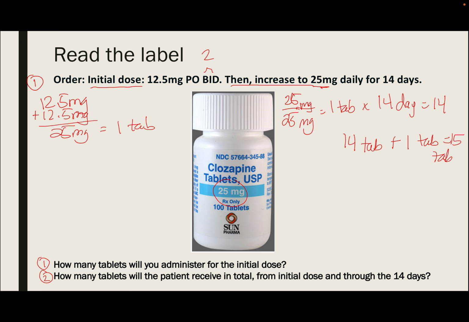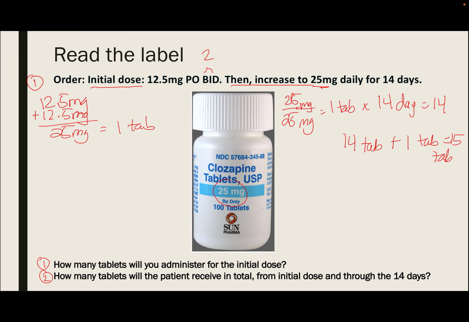All right, I'm going to run through this one more time just because it is a few different things going on. So number 1, how many tabs will you administer for your initial dose? Again, read your order. Look at your initial dose. Initial dose says 12.5 milligrams per oral BID, which means twice a day. If you give 12.5 in the morning and 12.5 at night, for that first day they received 25 milligrams because 12.5 plus 12.5 is 25 milligrams. If you look at your available, 25 milligrams is just 1 tablet. So they're getting 1 tab on day 1.